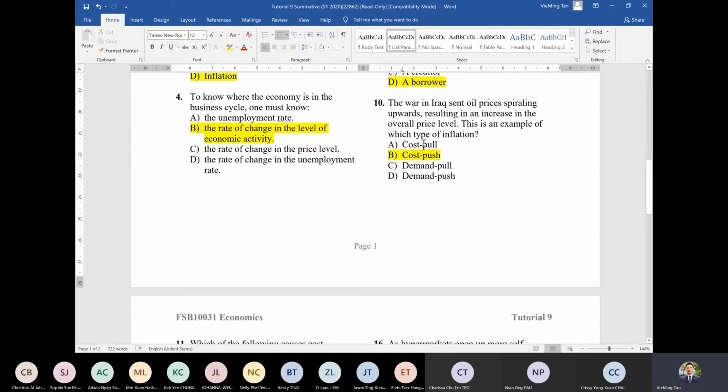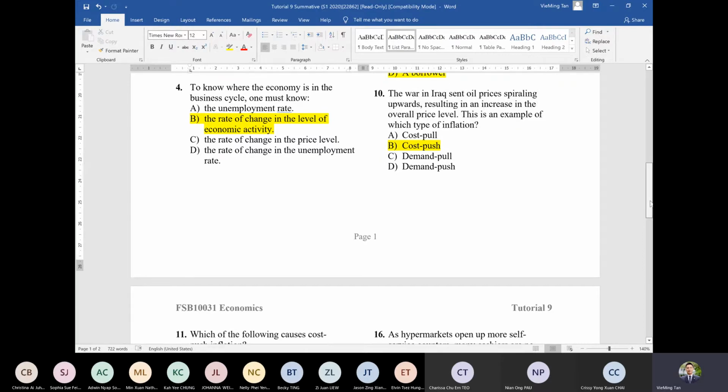We don't have the term cost pull. Option A, we don't have this term in the economy. We only have cost push or demand pull. So A and D are out. We don't have these types of terms. Cost push means due to the aggregate supply reducing. Demand pull means the aggregate demand increasing. So question 10 is more related to the supply side. So the answer is B.